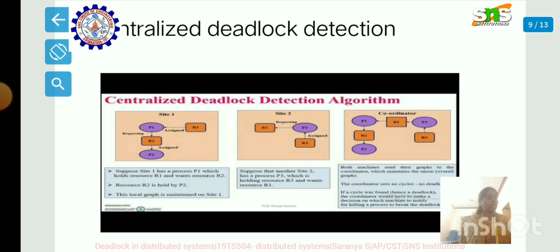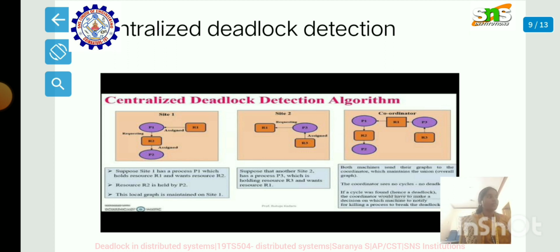A false deadlock is as follows. Machine A has a process P0 which holds the resource S and wants resource R, which is held by P1, and this is the local graph on A. The other machine, B, has a process P2 which holds T and wants resource S. This is the local graph on B. Both machines send their graphs to the centralized coordinator, which maintains the union of the graphs in the centralized deadlock system.